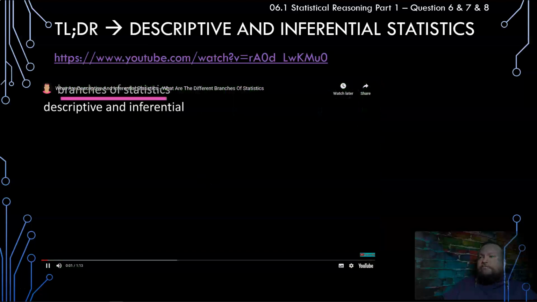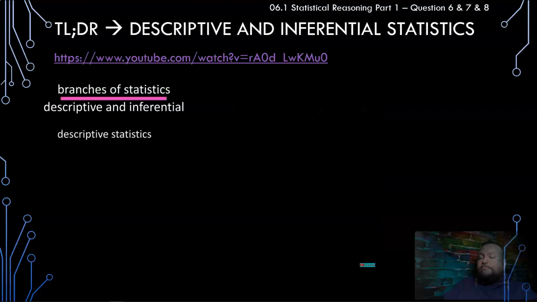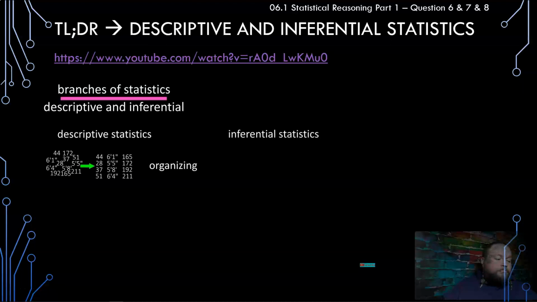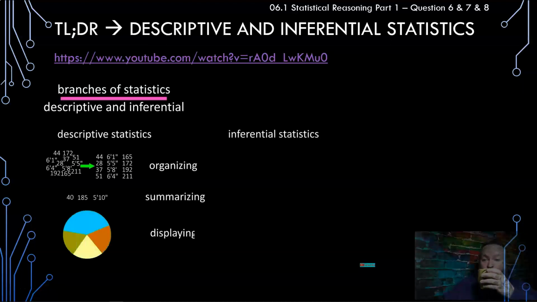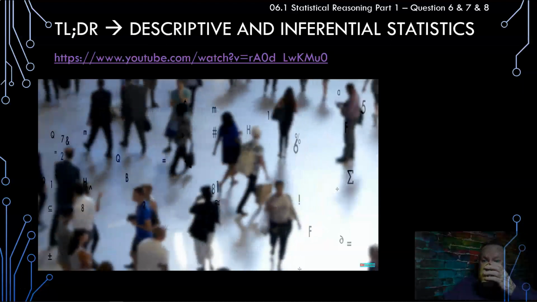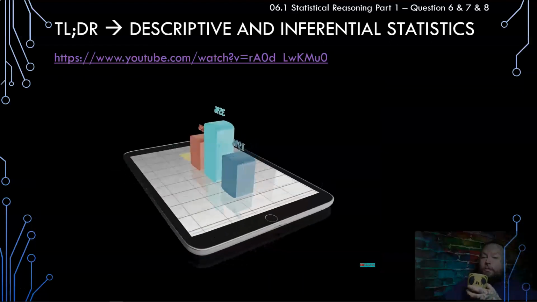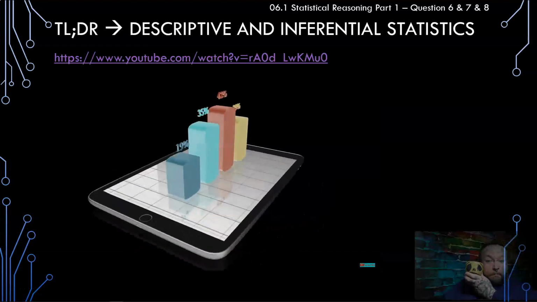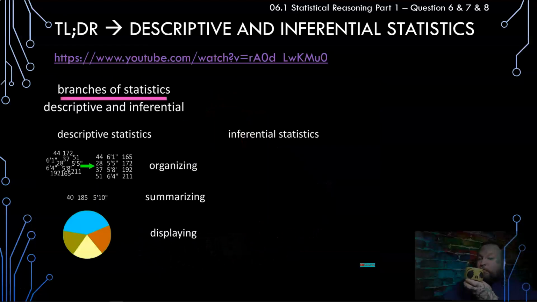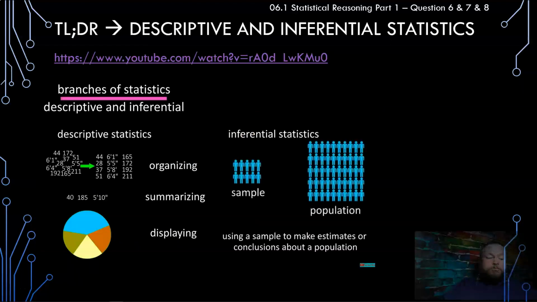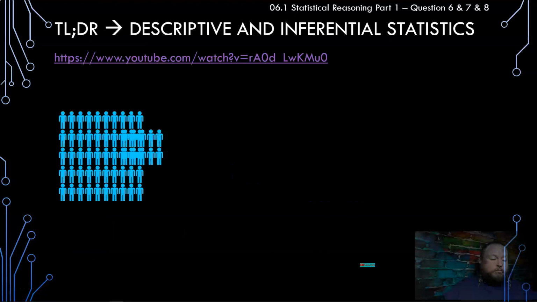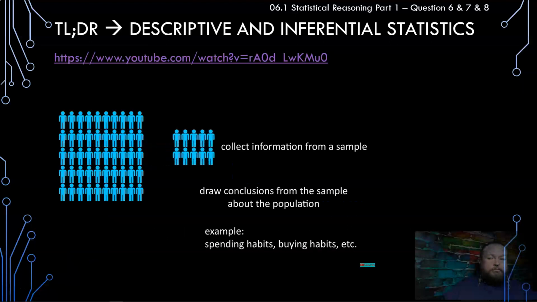There are two major branches of statistics: descriptive statistics and inferential statistics. Descriptive statistics is the organizing, summarizing, and displaying of data. So we would go out and collect information from a sample or population, then organize the information, then summarize the data, and then display the data, maybe in a chart like this. Inferential statistics is using a sample to make estimates or draw conclusions about a population. So we would collect information from a sample and then draw conclusions about the population that sample was from.